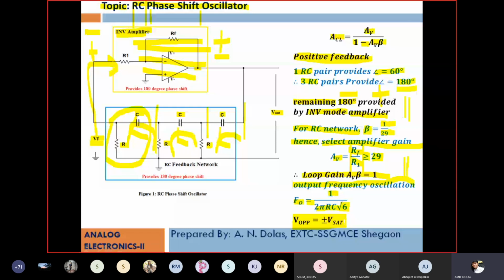Only these two formulas you have to remember for calculating the output frequency and maximum output voltage, and also Barkhausen's criteria and A_V is equal to RF by R1. So by setting these 2-3 small parameters, you can easily design an RC phase shift oscillator. Is it okay? Yes. Is it clear what is an RC phase shift oscillator?